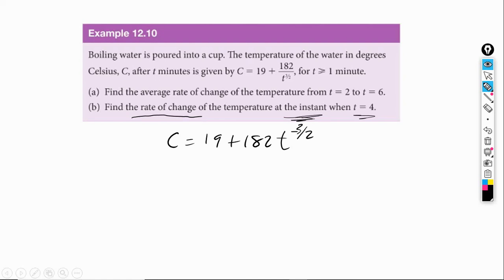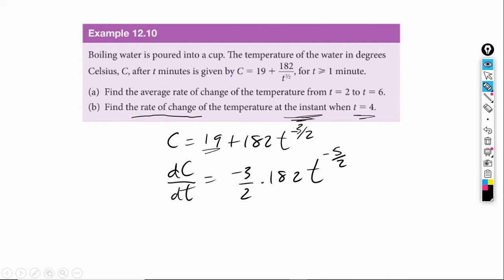Negative 3/2. Okay, so the derivative of the temperature function in terms of its time would be then equal to, well, this would just be 0, right, because the derivative of that is 0. And this would be negative 3/2 times 182, and t to the power of this minus 1, so that would be negative 5/2.